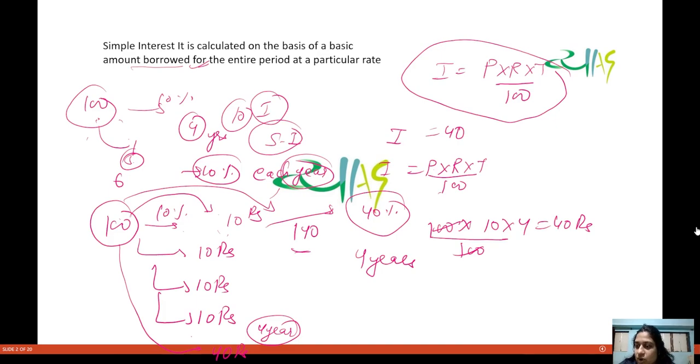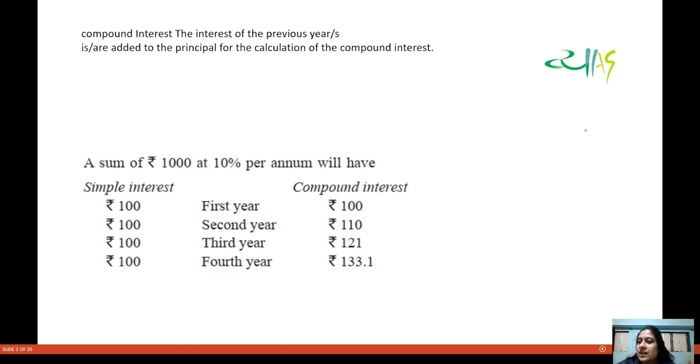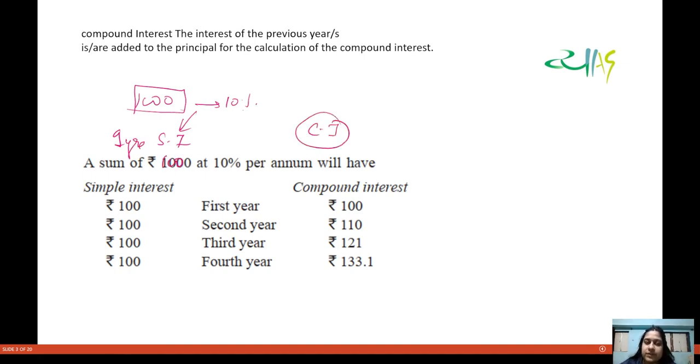Okay, now let us move on to the concept of compound interest. Somebody lends you money, let's say 1000 rupees at 10% per annum. At 10% per annum, what will be your simple interest for the first year? Your simple interest will be 100. And what will be your compound interest for the first year? That too will be 100. So always remember that simple interest and compound interest for the first year will always be equal, 100.